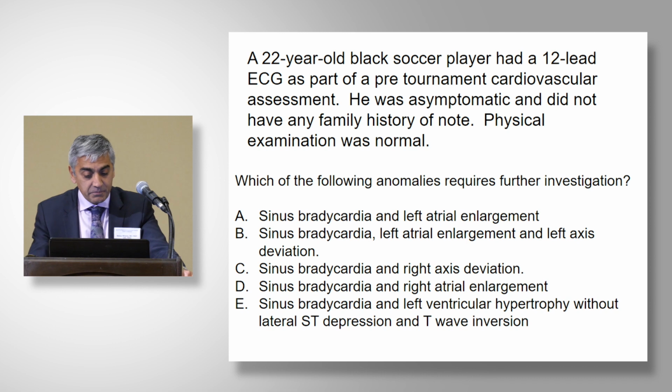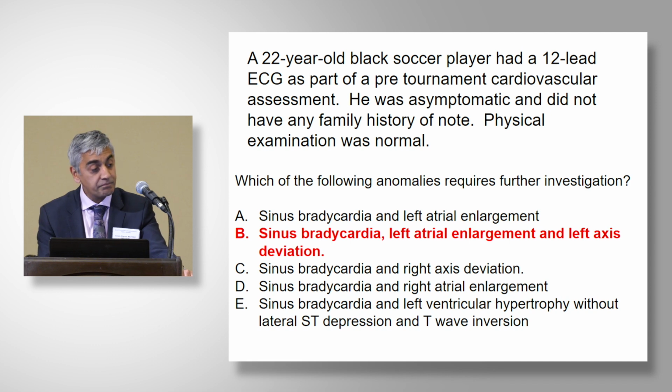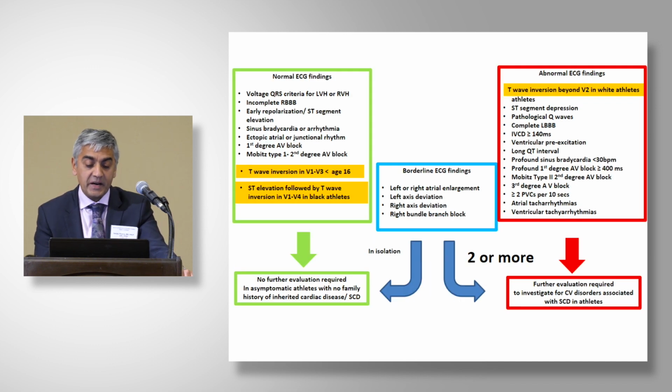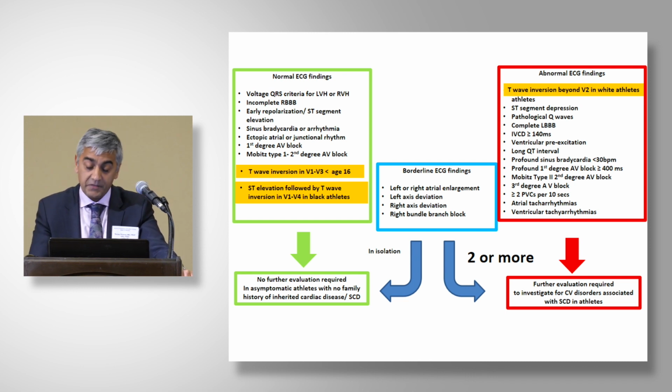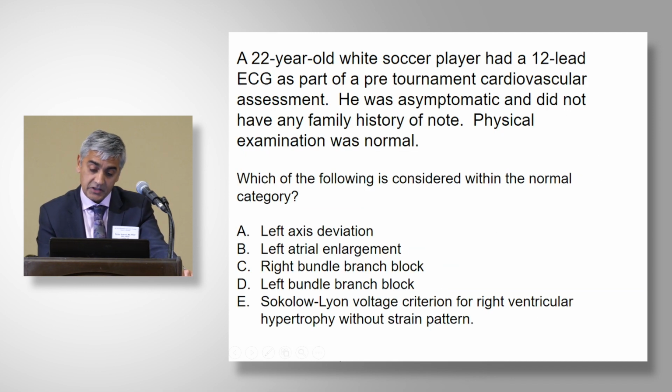So for the sake of time, the correct answer is B, sinus bradycardia, left atrial enlargement, and left axis deviation. And that's if we go back to this thing that we've looked at. If we look at the borderline section, you will see that our athlete has left axis deviation and left atrial enlargement. So he has two of these things in the middle, and that puts him into the abnormal category. Let's do a second question.